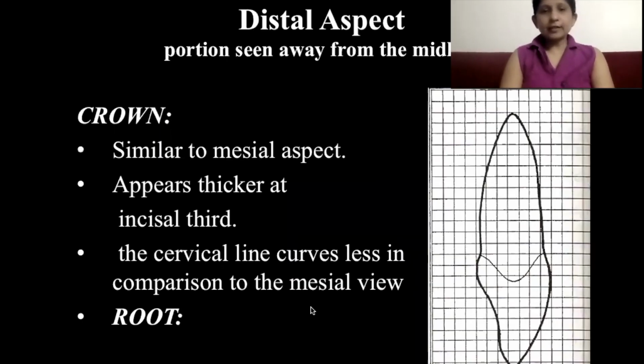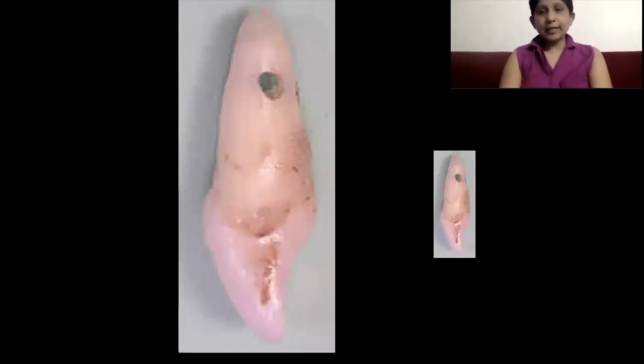The distal aspect is also very similar to the mesial aspect. The only difference is that the cervical line does not dip as much as the mesial outline did. So in the mesial surface, the cervical line dipped more towards the incisal tip, but in the distal aspect, this dip is much lesser when compared to that of the mesial aspect. So that's the distal aspect, where you can very clearly see that the dip is very little when compared to the mesial aspect.